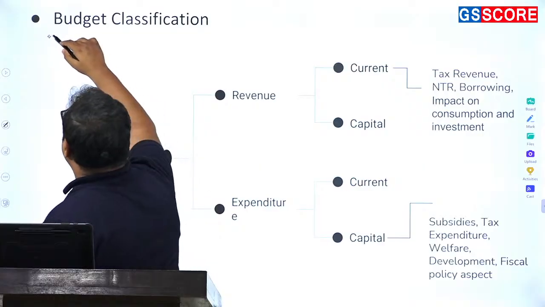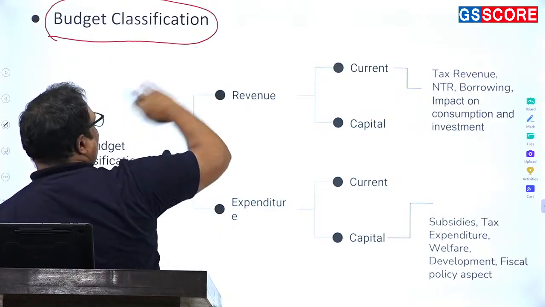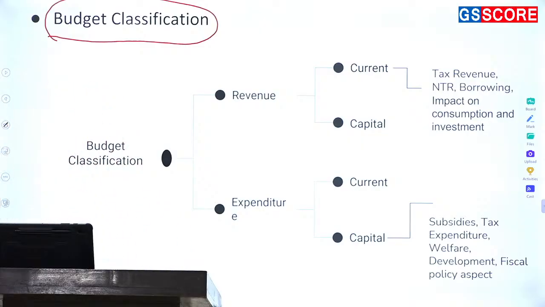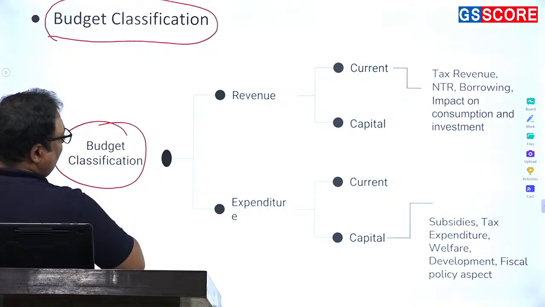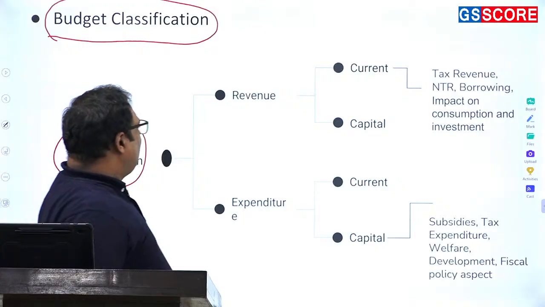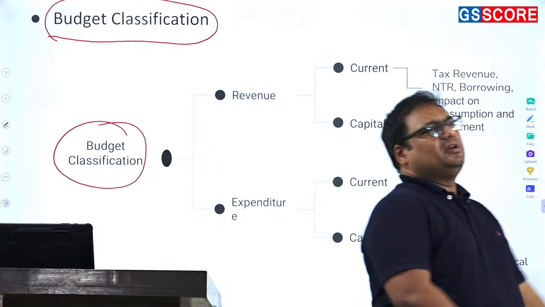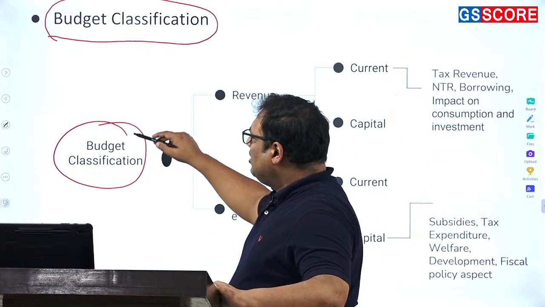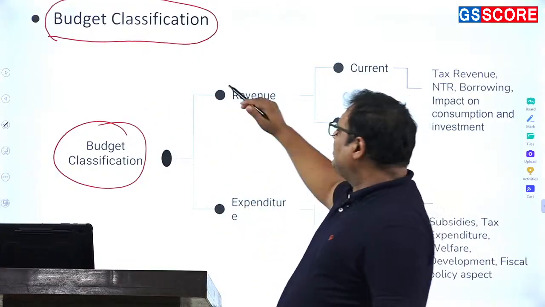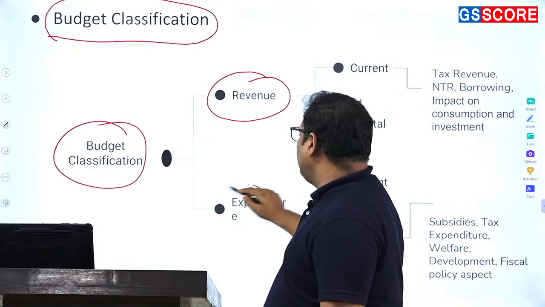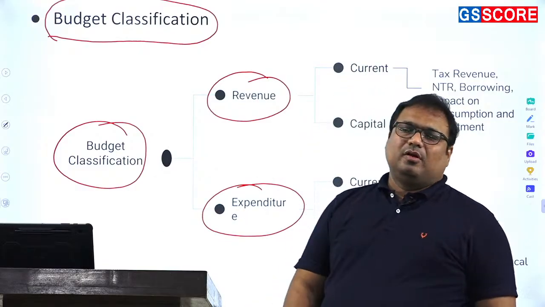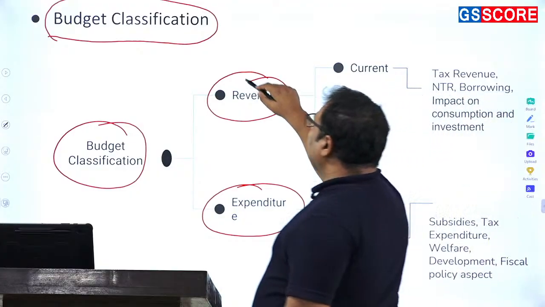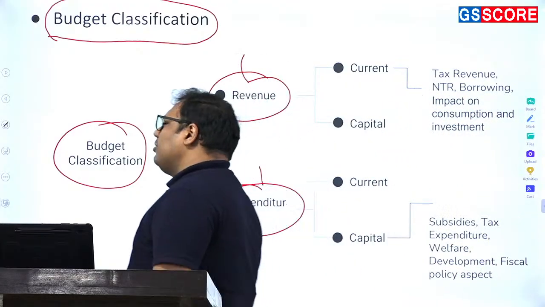So this one theme I have classified already in detail here. Budget classification is your theme. If you look at this theme, you first of all have to identify what all there is to study, what all you need to prepare. When you look at the budget, it is first divided between revenue and expenditure. Revenue is the earning of government, expenditure is the spending of government.